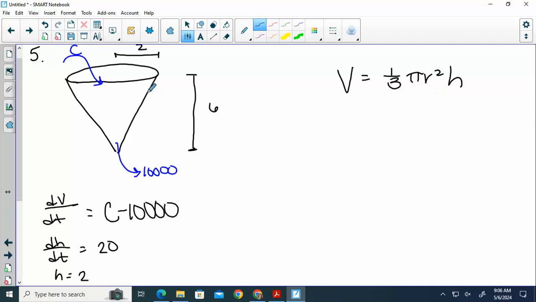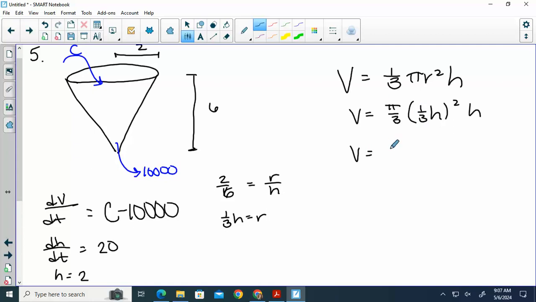So that's where this other information comes in. 2/6. That is the ratio of the radius to the height. So if you wanted to solve for r, 2/6 is 1/3 multiplied over the h, so the radius is 1/3 of the height. So we're plugging that in before we do our derivative. Okay, so 1/3 pi, that's pi over 3. Radius 1/3 h squared times h. 1/3 squared is 1/9 times pi over 3 would be pi over 27. h squared times h is h cubed.